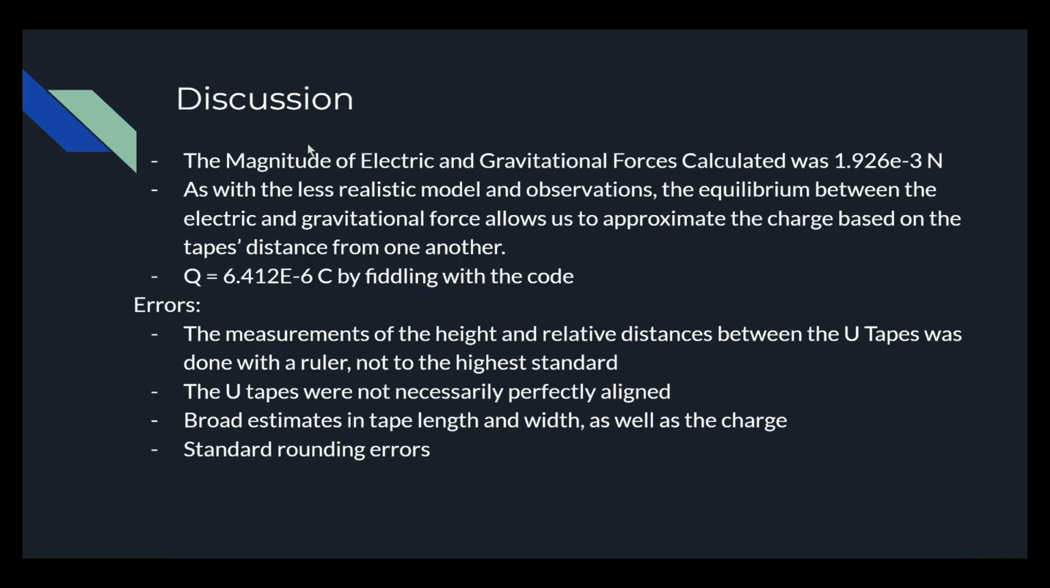So let's discuss this. The magnitude of the electric and gravitational forces calculated is this new number, 1.926 e to the negative 3 newtons, and that's given by pretty much the gravity calculation. With the less realistic model and observations, the equilibrium between the electric and gravitational force allows us to approximate the charge. This new charge is 6.412 e to the negative 6 coulombs. Actually, it's negative 4. I'm sorry. Regardless, the measurements, the tapes not necessarily being perfectly aligned, the broad estimates, and the standard rounding, it's all going to be pretty much the same errors.